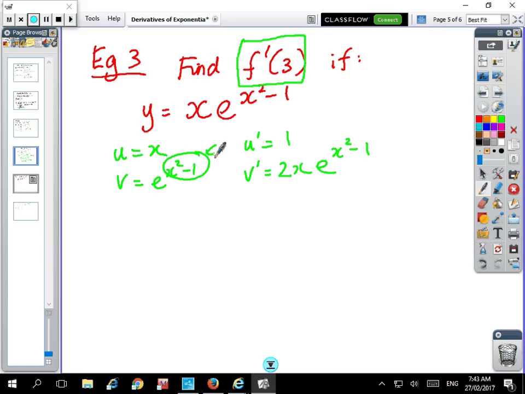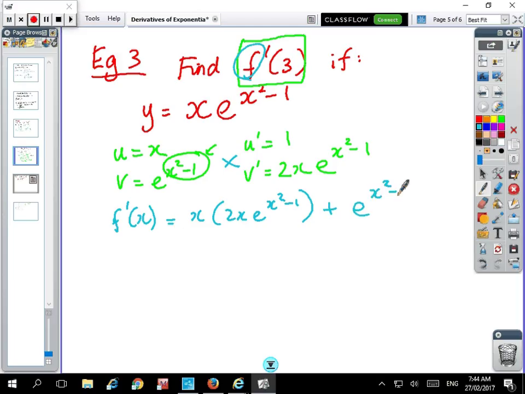And put our cross in between. And so f dash x, we'll use that notation because we've got f here, so we'll do f dash x. It doesn't matter which order we do. So 2x e to the x squared minus 1 plus e to the x squared minus 1 times 1. Now, because we're substituting a value in, we don't need to factorise because we're just going to put it in anyway.